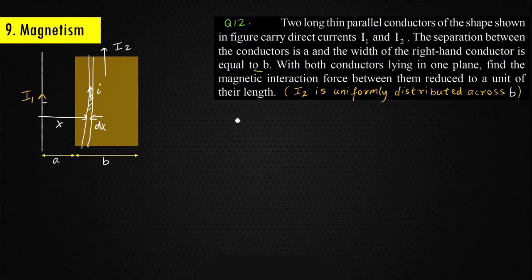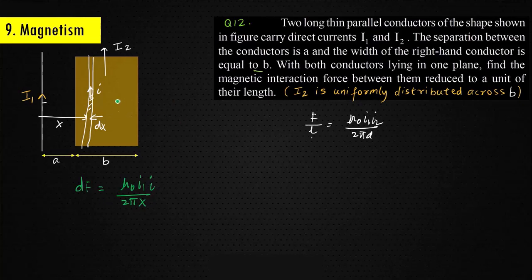So force per unit length. What is the formula for force per unit length? That should be equal to mu naught I1 I2 divided by 2 pi d. There is a force of interaction between the two wires carrying parallel current. Here we are taking L as 1 meter. Now df should be equal to mu naught I1 into I2, meaning I, divided by 2 pi, and d is our x.